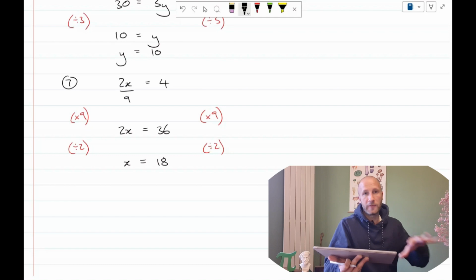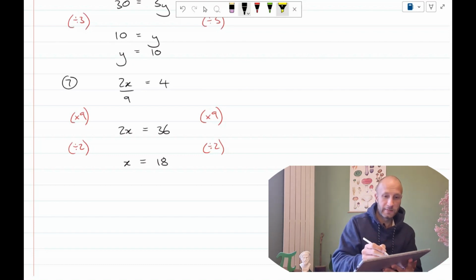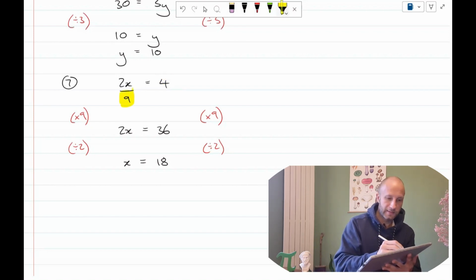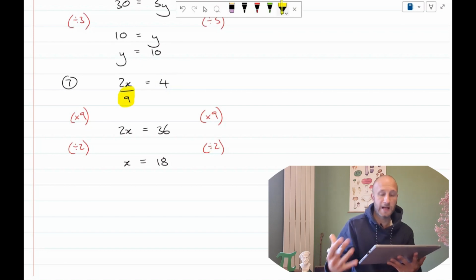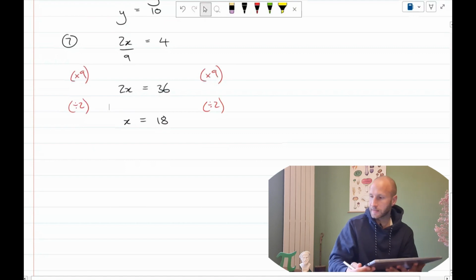So the things around the x, they dictate what you're doing. That 4 on the right-hand side here could be anything. Could be 5, could be 7, could be 1,000. Doesn't really matter. It's this 9 near the x, the division by 9, to get rid of that times by 9. That's what's telling me what I need to do. Okay, let's change the style again slightly.